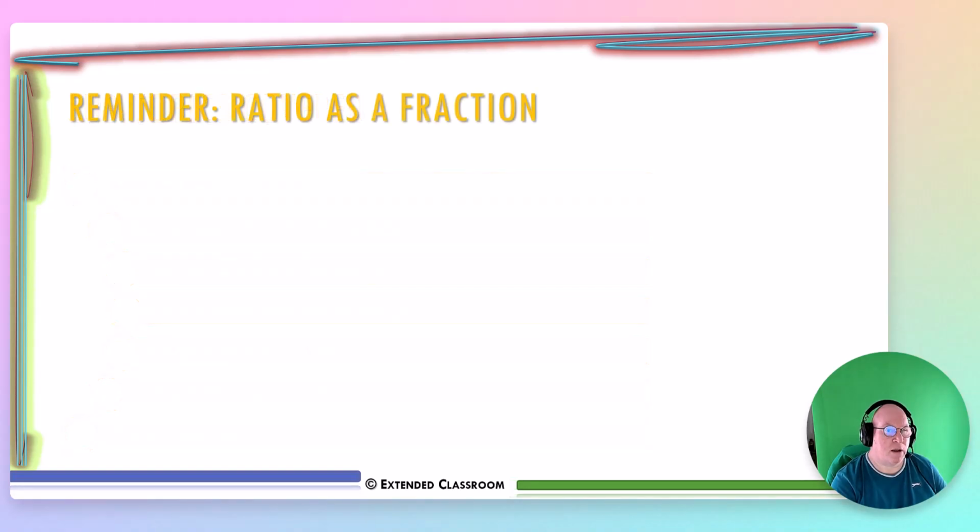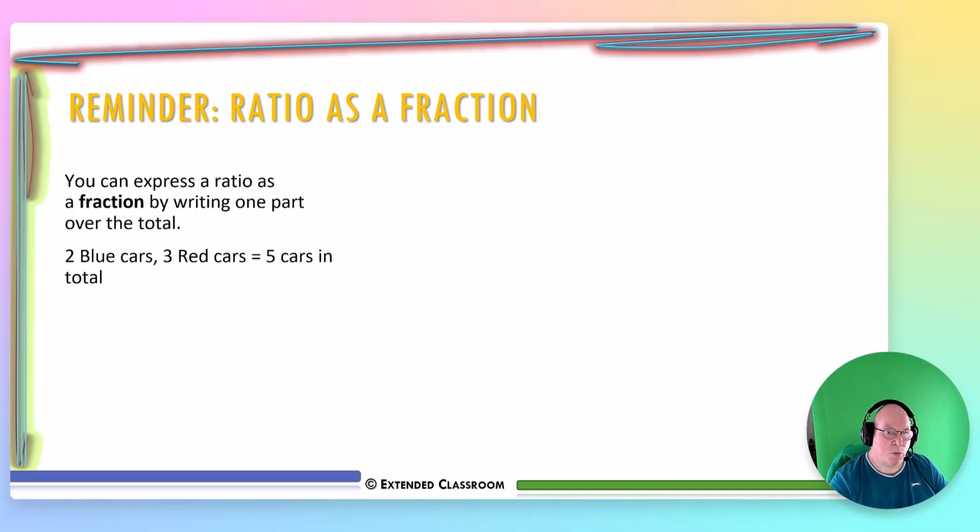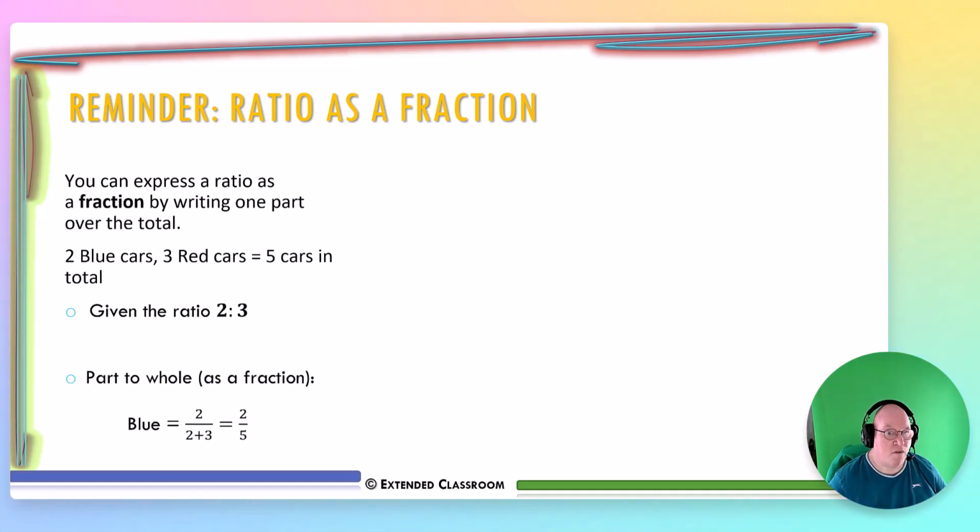So, reminder, ratio as a fraction. Now, if you've got more than one part, an example that I've got here for you is we've got 2 parts of blue and 3 parts of red. So we've got 5 cars in total. There's 5 parts in total, shall we say. So you take it down to its smallest size, and in this instance, it's a ratio of 2 to 3. So what we can do is look at that as a part of the whole, which is 5 parts.